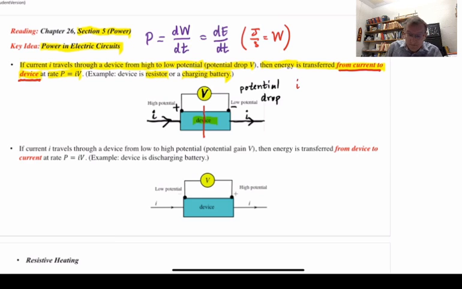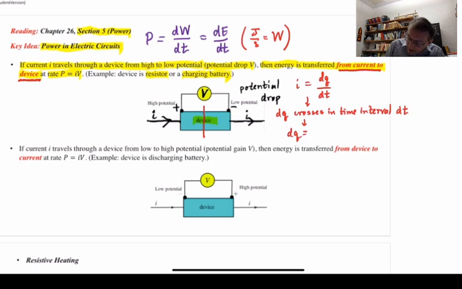Current can't just disappear. And that's equal to the rate at which charge is passing through that cross-section, dq over dt. The way we think about that is that an amount of charge dq crosses through the cross-section in a tiny time interval dt. Now let me rearrange that formula and write it as dq equals I times dt.